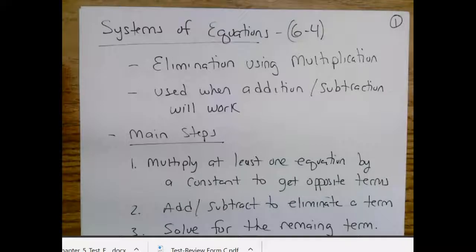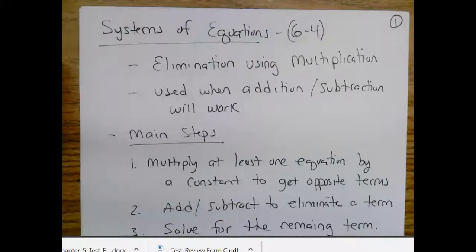First we looked at what they were, and then we looked at how we can use addition and subtraction to get rid of them. And then we used substitution, where we would figure out what y is and substitute in that. That would eliminate one of the variables and solve that way. Well, here we're going to use multiplication to eliminate one of the variables.